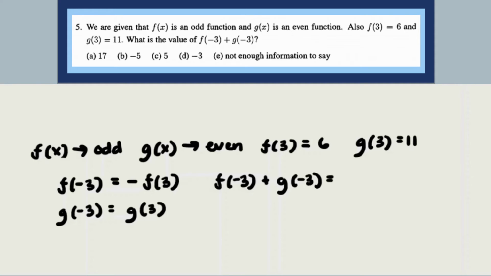So when we compute what f of negative 3 plus g of negative 3 is, that's just going to be equal to a negative times whatever f of 3 is, which is 6, plus g of 3, which is 11. And negative 6 plus 11 is going to give us a positive 5. And that will basically be the answer to number 5. And the answer choice that corresponds with that is answer choice C.